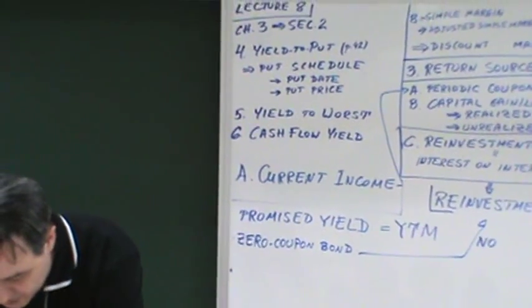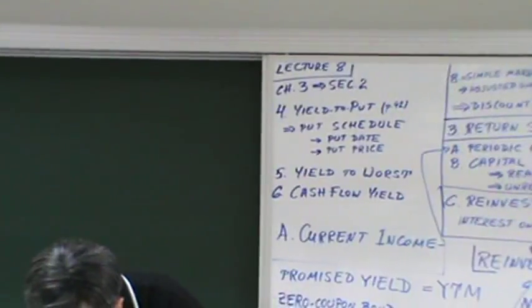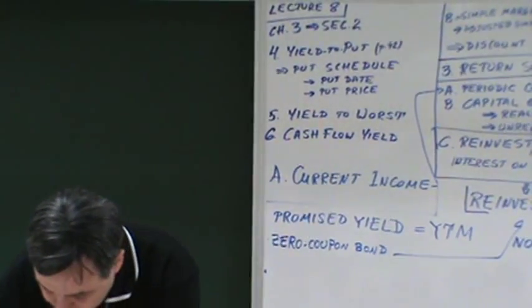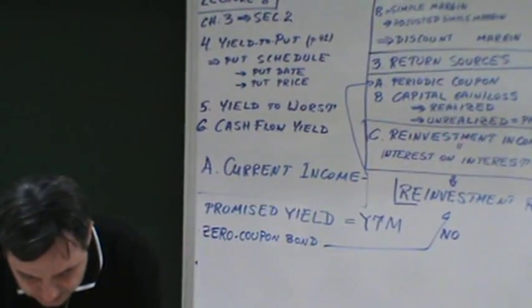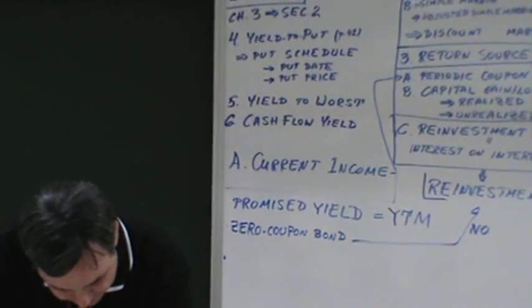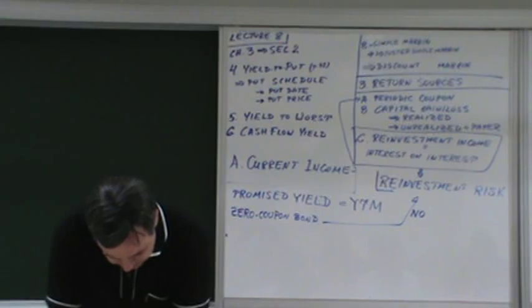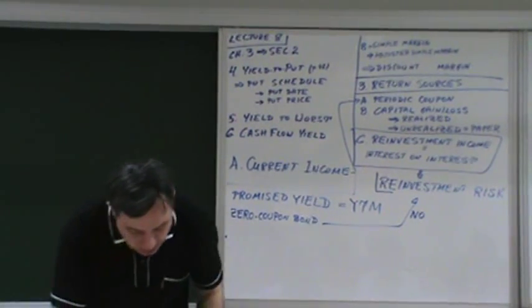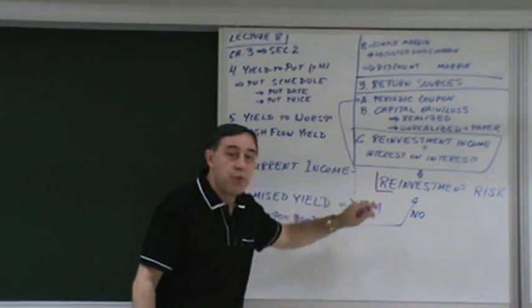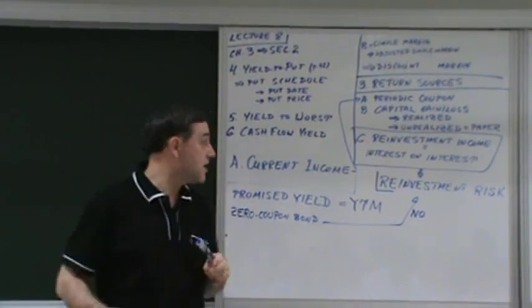Let's see what else we have. So we are finishing for today. Determining interest on interest. Okay, 47. Yield to maturity and reinvestment risk. Okay, so here is one other basic piece.